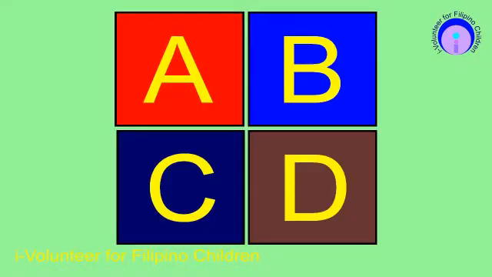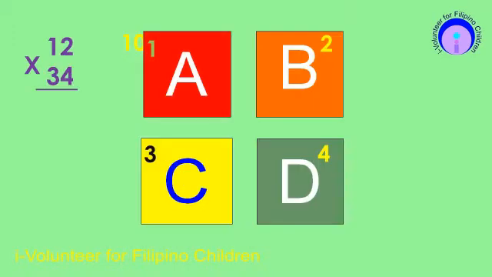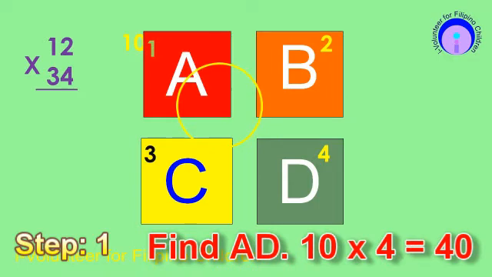Now, we will distribute the digits per letter. A gets 1, B gets 2, C gets 3, and D gets 4. Now, are you ready to solve mentally? Let's start solving. Step number 1, find A and D.